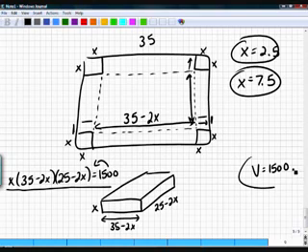Either way, it's the same as a while ago. We wanted a volume of 1500. If you cut 2.5, it's going to be kind of like a gift wrap, a present box, where you have a volume of 1500. If you cut 7.5, it's going to be like a tall, skinny box.